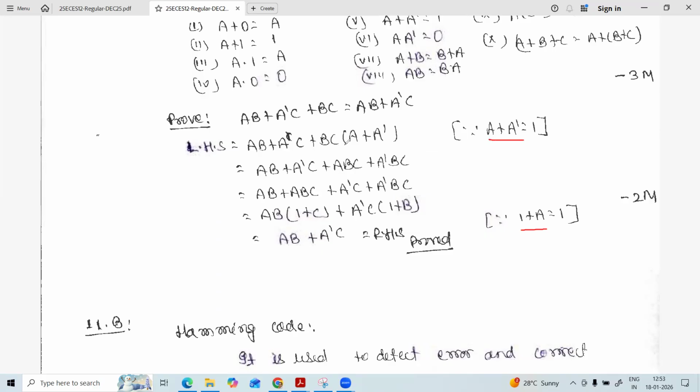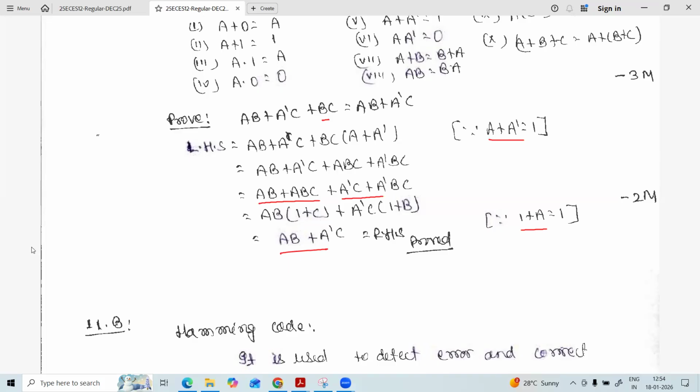Which literals are missing that can be multiplied? Or what can we take as common? Here in BC, what is missing? A is not there. So we multiply with A plus A dash, which is equal to 1. Then we expand this. Finally, if you rearrange, here we have common AB and here we have common A dash C. So A plus C is what? 1. 1 plus B is what? 1. 1 plus C, since it is the OR gate, any one input being high makes the output always high. On the basis of this, we are able to obtain the result.